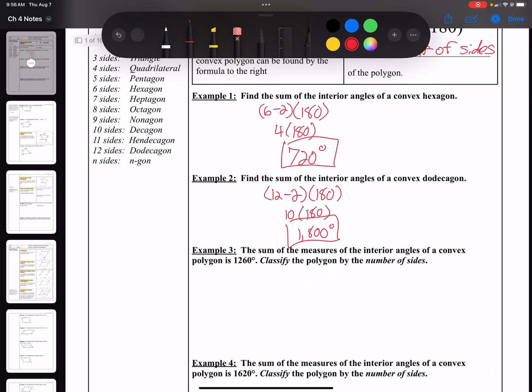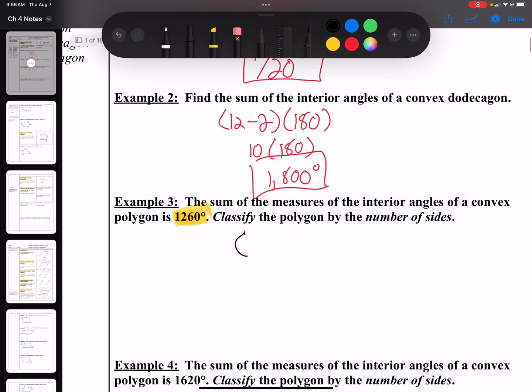Example 3. The sum of the measures of the interior angles of a convex polygon is 1260. Classify the polygon by the number of sides. Okay, well, this time we're not trying to figure out what the angle sum is. We already know that the sum is 1260. Well, what does that mean? That was the answer to the number of sides minus 2 times 180. So again, number of sides minus 2 times 180 will give you the sum. Well, we already have the sum. Okay, well, let's solve this for the number of sides n. n minus 2 times 180. How do you cancel out times 180? Divide both sides by 180.